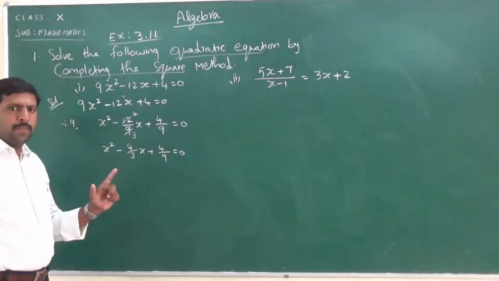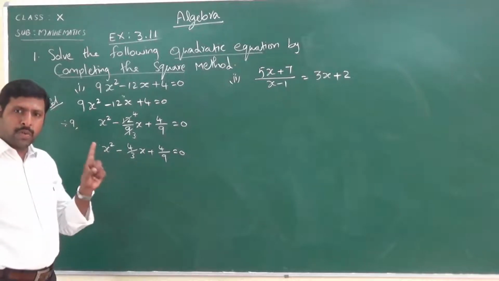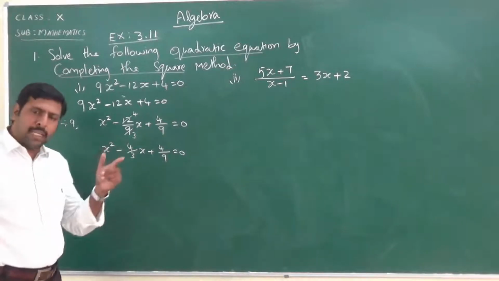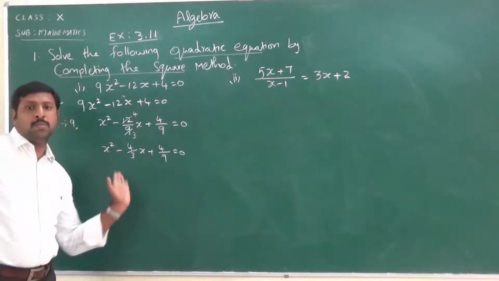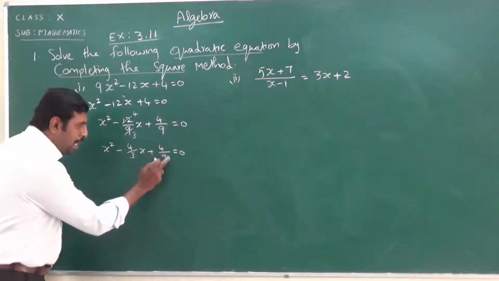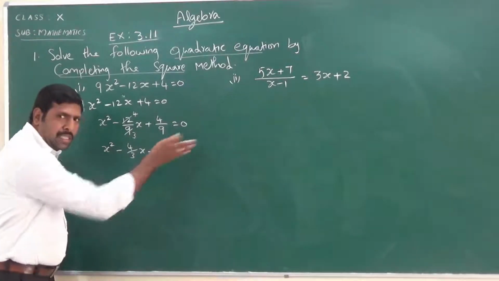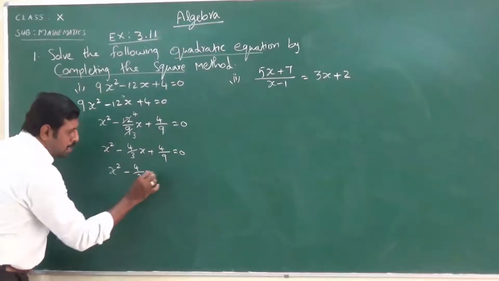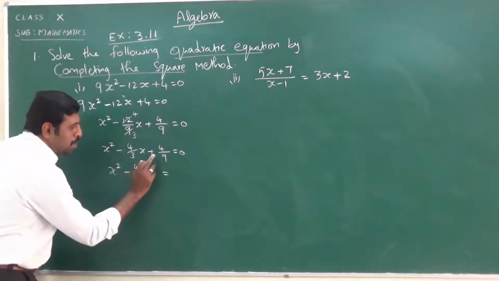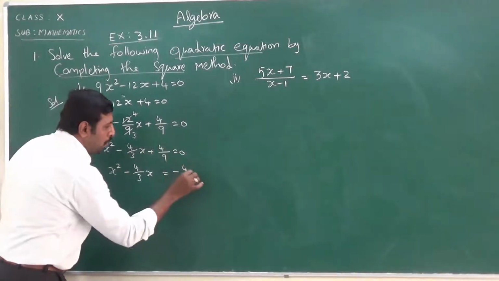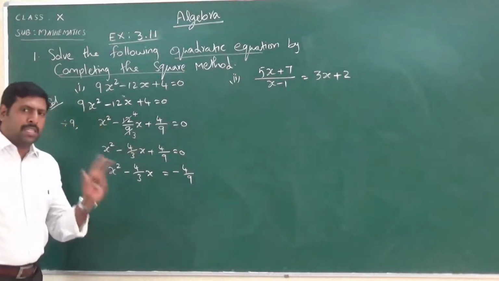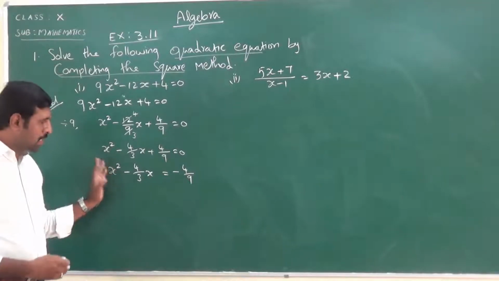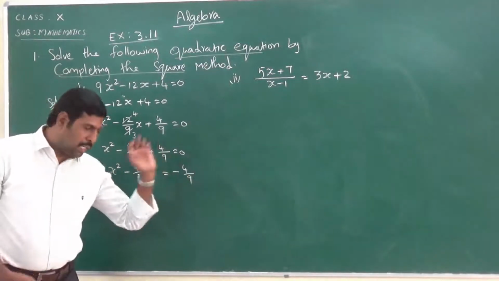The first step is we want to make the coefficient of x square as 1. See, now it is in the form of 1. The second step, we have to take the constant term to the other side. See, here 4 by 9 is the constant term. It moves to the other side. So x square minus 4 by 3 into x is equal to, here we have a plus symbol, if I take it to the other side we get minus 4 by 9. The first step, we make the coefficient of x square equal to 1. The second step, we take the constant term to the other side.